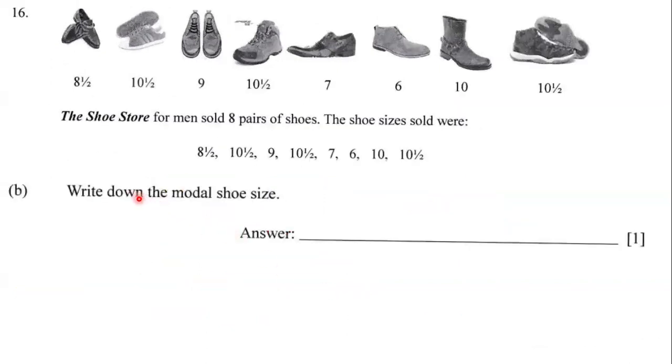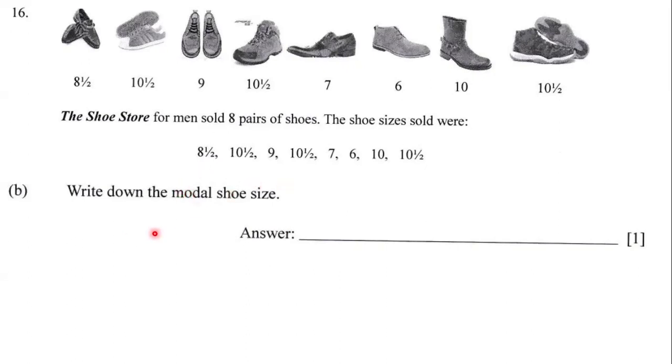It says, write down the modal shoe size. Now the mode is the number that appears the most, the most popular value in the data set. And so that means that the modal shoe size is going to be the most popular shoe size, the most popular value inside of this data set.